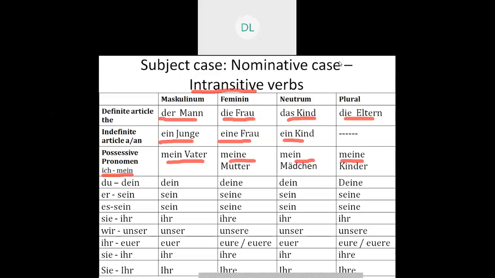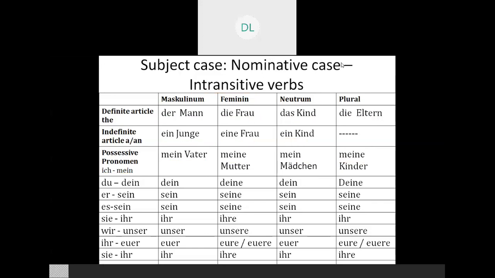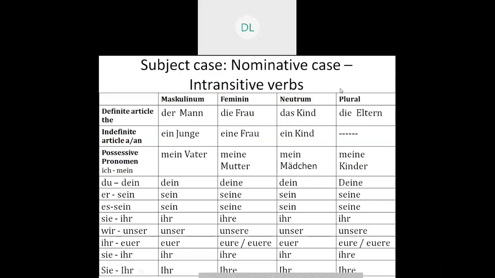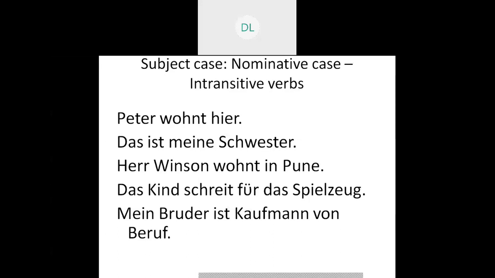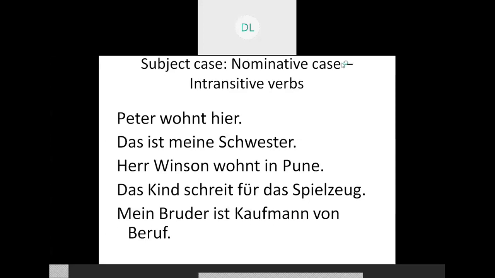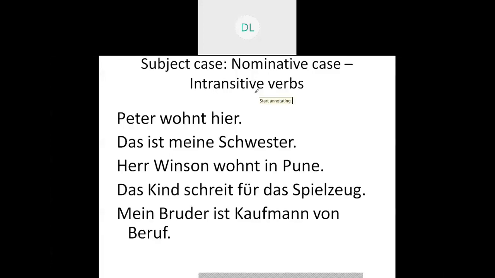On to the next slide. Here I have specified a few sentences where there is only and only a subject in the sentence. So that is the nominative case and again the intransitive verb. So here, Peter wohnt hier. There is only and only one identity, that is Peter, and that is the subject for me. On the same line, das ist meine Schwester, that is my sister. There is only and only one identity in the sentence, and that is the subject.